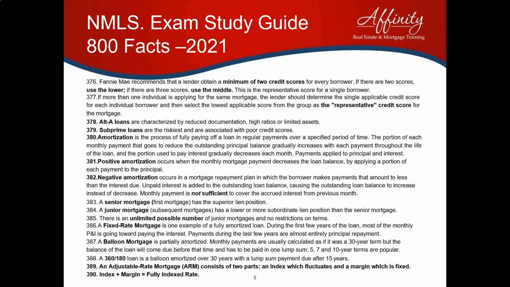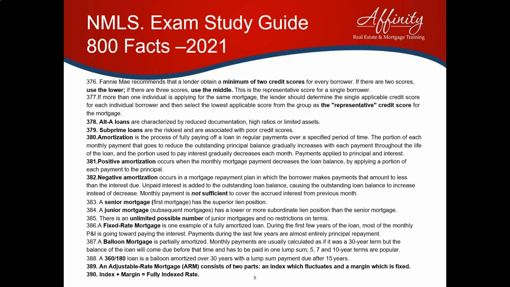A senior mortgage or first mortgage has a superior lien position. A junior mortgage, or subsequent mortgage, has a lower or more subordinate lien position than the senior mortgage. There is an unlimited possible number of junior mortgages and no restrictions on terms. A fixed rate mortgage is one example of a fully amortized loan. During the first few years of the loan, most of the monthly P&I, principal and interest, is going toward paying the interest. Payments during the last few years are almost entirely principal repayment.